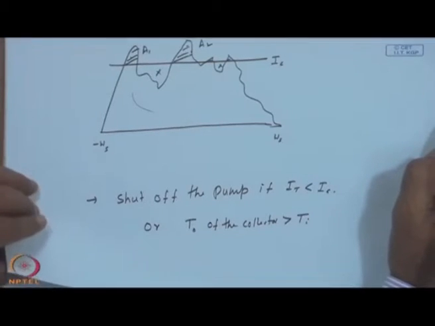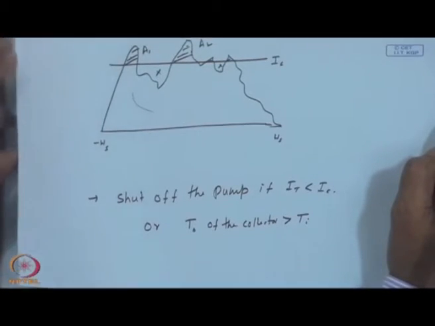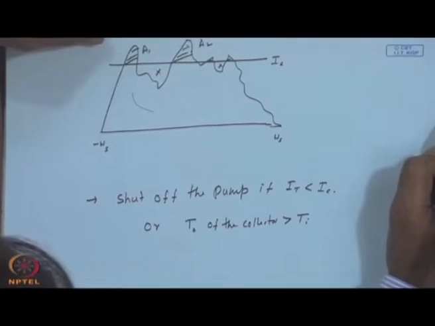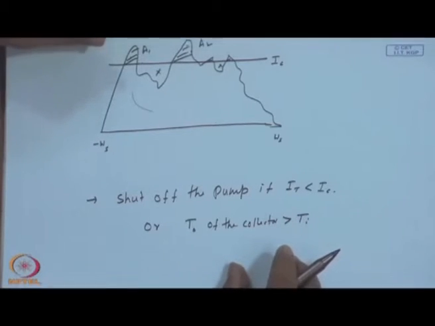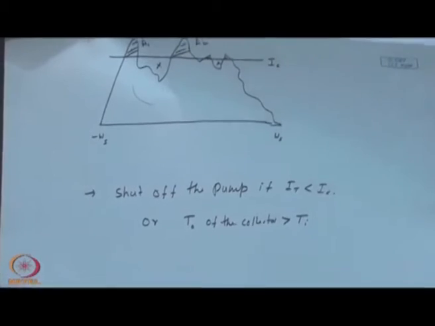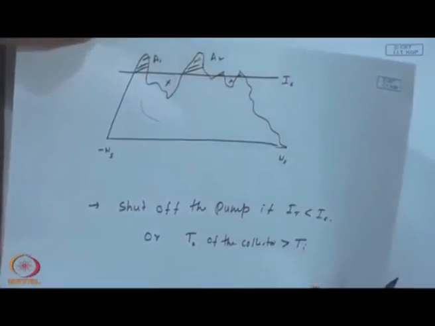This is where the practical difficulties I was mentioning will come in when you run a system-scale experiment or even a component-scale experiment. The control may not be able to shut it off exactly when To is greater than Ti. How much greater? It will have a bandwidth of 5 degrees or 2 degrees or 3 degrees, and consequently my shutting off or starting will not be exactly according to the mathematical control.